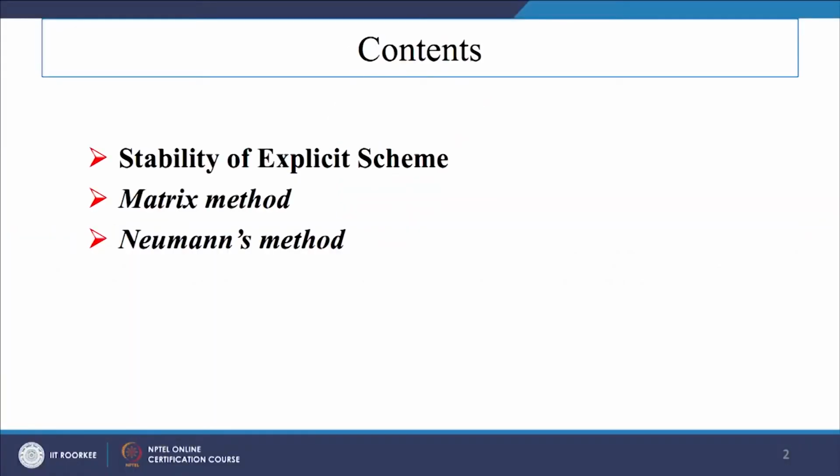Welcome to the lecture series on numerical methods, finite difference approach. In the previous lecture, we discussed the implicit and Crank-Nicolson schemes, and also the compatibility and convergence analysis for the different schemes. In the present lecture, we will go for the stability of the explicit schemes.